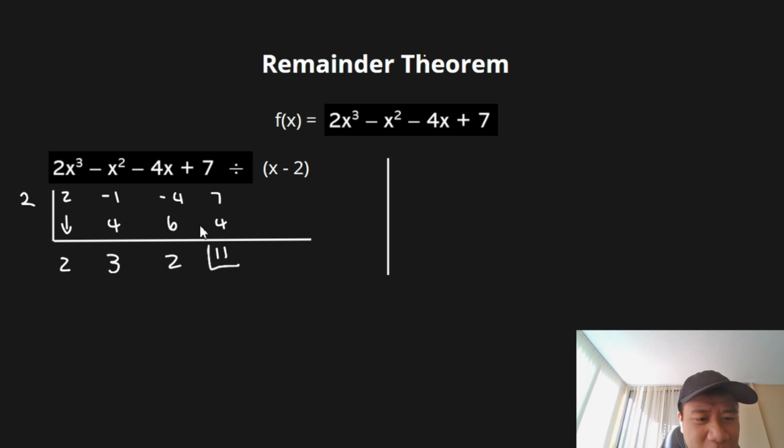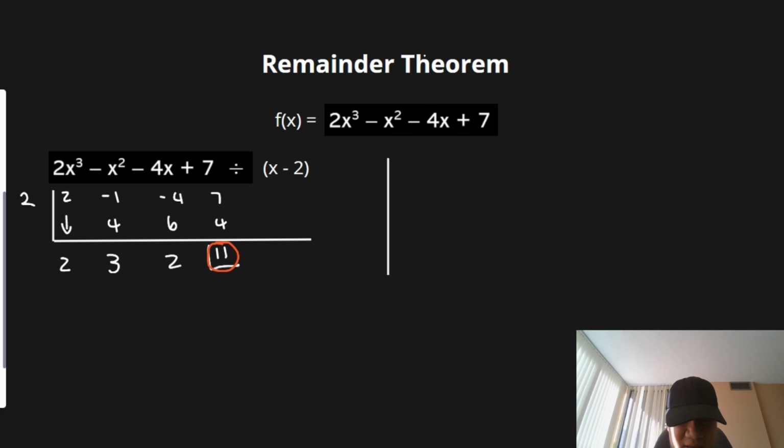Once we do the synthetic division, in this case all we're going to care about is this number right over here. Our remainder here is 11. This is the only number we're going to care about right now, and we're going to leave this for now. So now we're going to work with this polynomial here, 2x cubed minus x squared minus 4x plus 7.